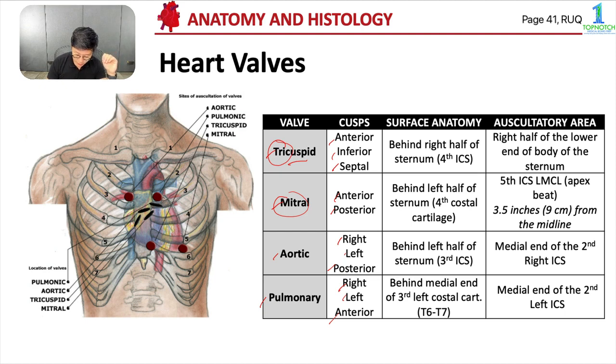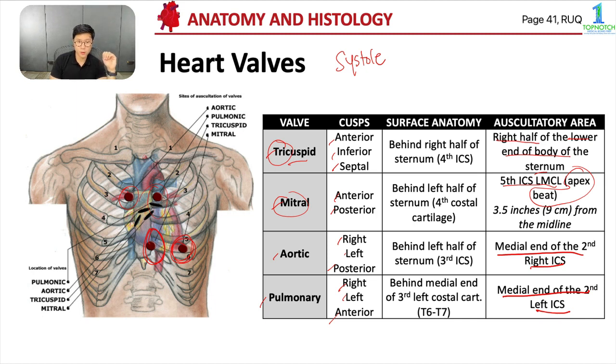So for the tricuspid, it's at the right half of the lower end of the body of the sternum. So it's in this area here. For the mitral, it's at the fifth intercostal space, left mid-clavicular line. It's where the apex of the heart is. That's where you hear the apex beat. For the aortic, it's at the medial end of the second right intercostal space. And your pulmonary valve is at the medial end of the second left intercostal space.